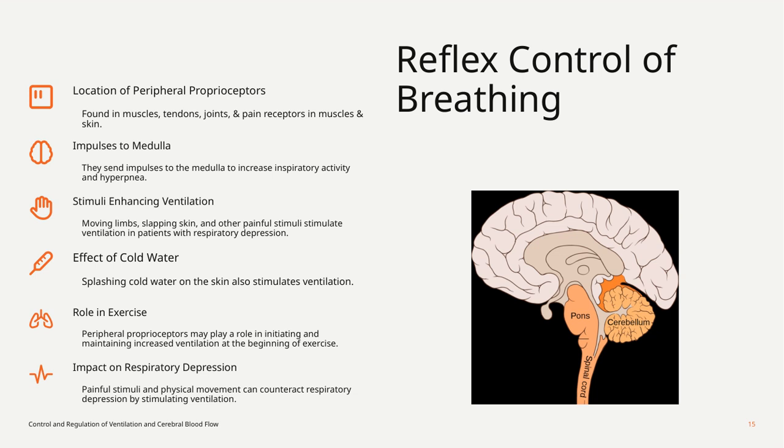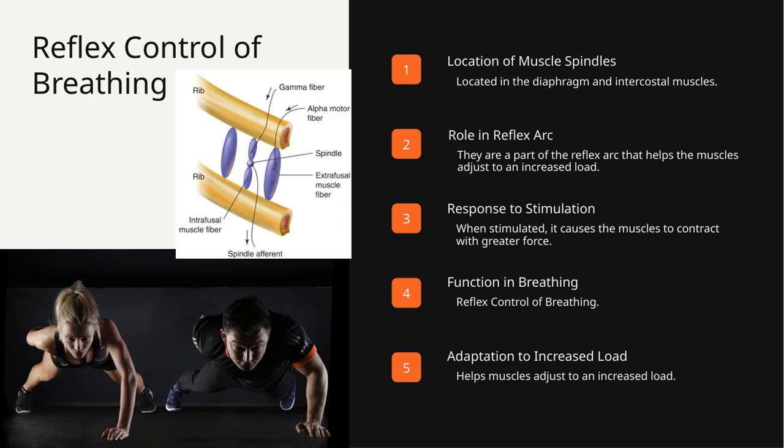They send critical signals that help regulate our breathing in response to physical activity or external stimuli, ensuring our cerebral blood flow remains well regulated during different states of activity or stress. Let's take a closer look at how the control and regulation of ventilation and cerebral blood flow work, starting with reflex control of breathing. This mechanism helps our body respond automatically to various stimuli, ensuring that our breathing remains efficient and balanced. One key aspect here is adaptation to increased load.